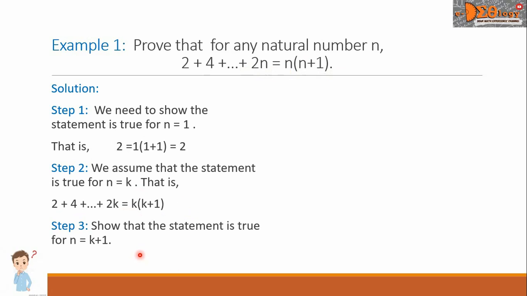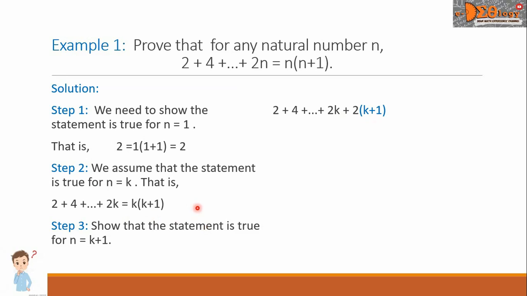Now step 3, we will show that the statement is true for n equals k plus 1. The procedure here is this. First, we are going to copy the left side of the equation. Now we're going to show the next term for this 2k. That next term will be this 2k, but the k becomes k plus 1. So it will be like this, plus 2 times the quantity k plus 1.